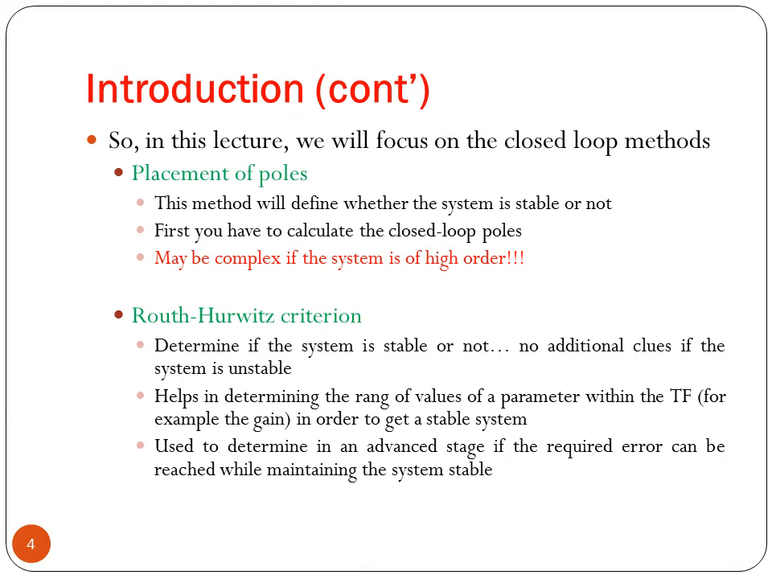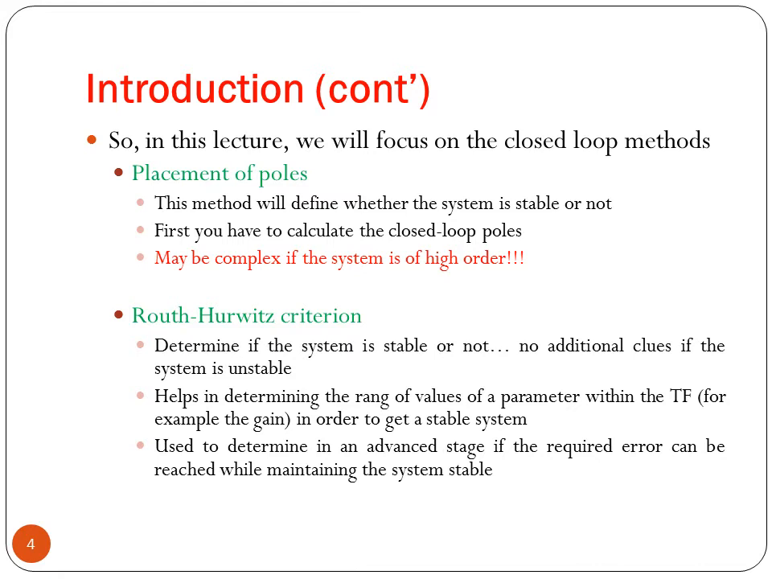In this lecture, we'll be focusing mainly on the closed loop methods. These two methods, as I have presented before, are the placement of poles and the Routh-Hurwitz criterion. For the placement of poles, we have to determine first the closed loop poles, and based on these closed loop poles we have to look at the real values of these poles.